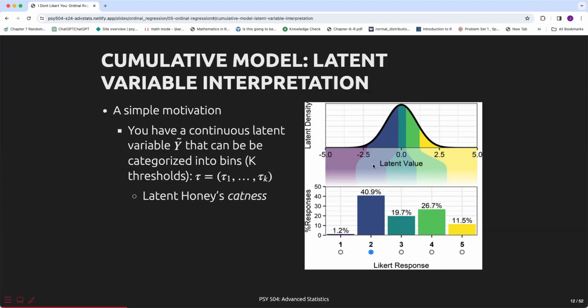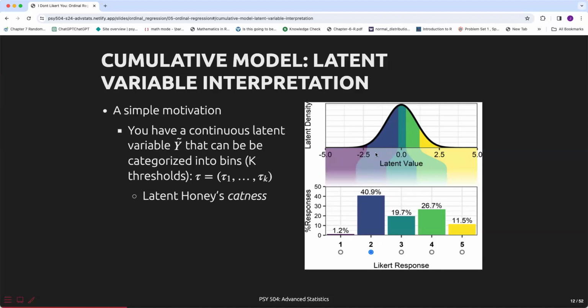So we make the assumption that this catness variable is normally distributed, as is depicted here, and that we can actually cut up this continuous distribution into bins or thresholds or cut points. Sometimes these are also called tau points. But as you can see here, we can map each of these values to a part or an area under the curve, right?